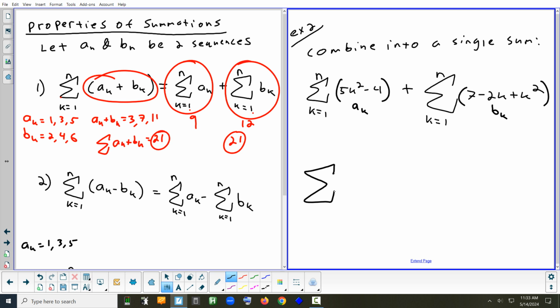Where does the summation start in this problem? What's our first index? 1. And where does it stop? N. So when we combine these two into one, it's still going to be 1 to n.